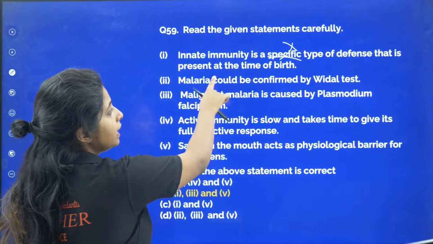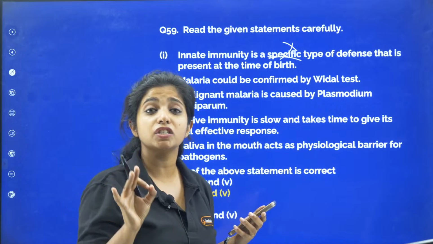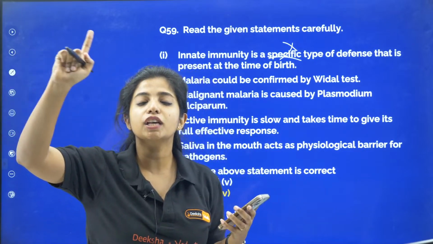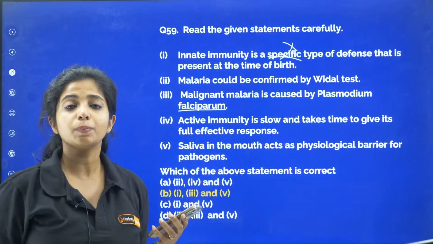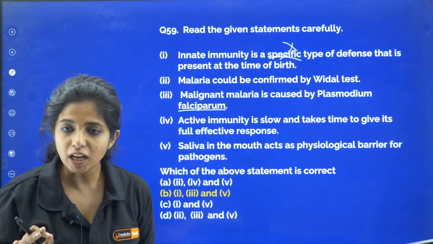This is wrong. Malaria could be confirmed by Vidal test. No, Vidal test is for typhoid, and ELISA is for HIV. Remember. Okay, malignant malaria is caused by Plasmodium falciparum. Yes, it is caused by Plasmodium falciparum.